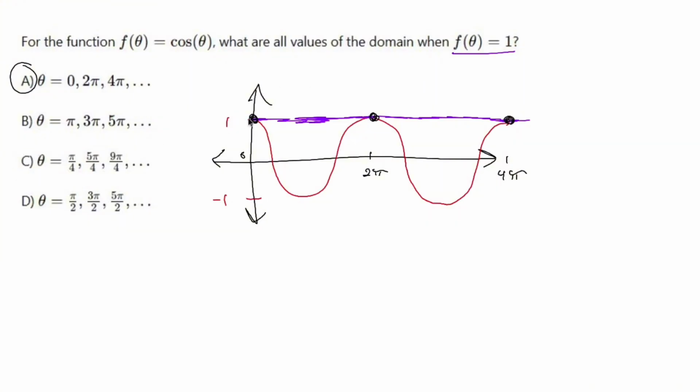So again, you're looking at where my regular cosine function intersects 1, and that happens at 0, 2 pi, 4 pi, every even multiple of pi, including the negatives if that's what we had to do. But yeah, that's your answer.